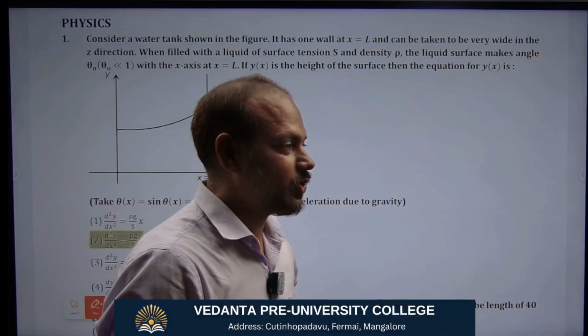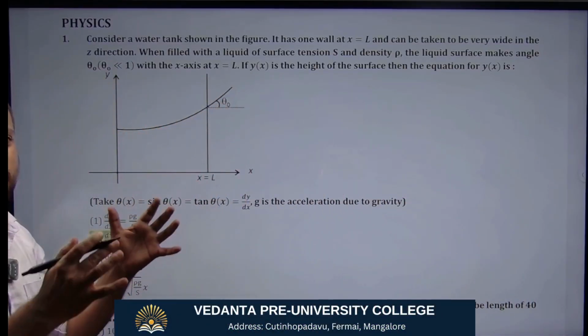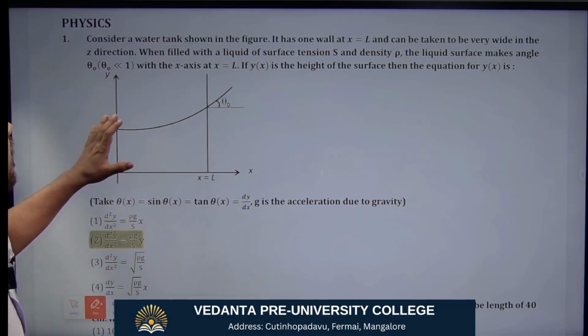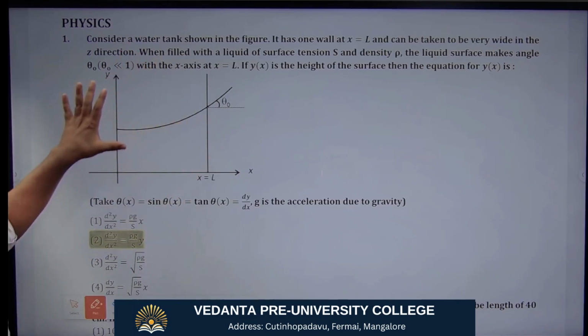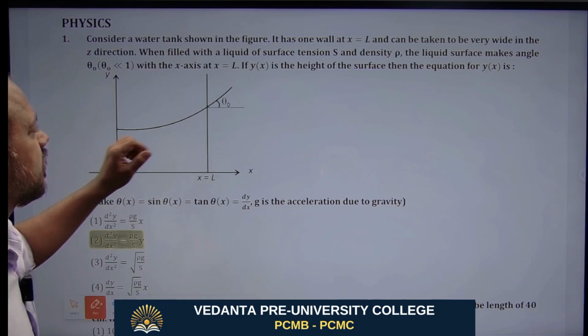Dear student, let us see this question, regarded as one of the difficult questions in the exam. So what does it say? It says that the water tank is shown in the figure. So imagine this is the water tank. Now let us visualize what it's trying to say.